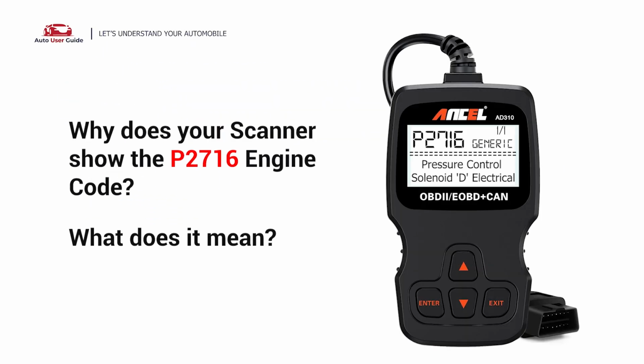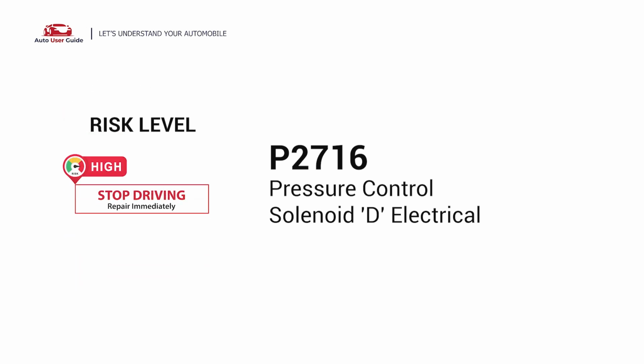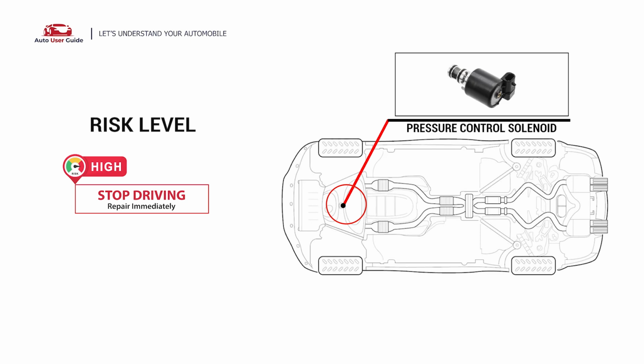Why does your scanner show the P2716 engine code? What does it mean? P2716 is a diagnostic trouble code for pressure control solenoid D electrical. This engine code indicates that the PCM or TCM has detected an issue with the electrical circuit controlling the D pressure control solenoid within the transmission system. Under this circumstance, stop driving and repair your vehicle immediately.